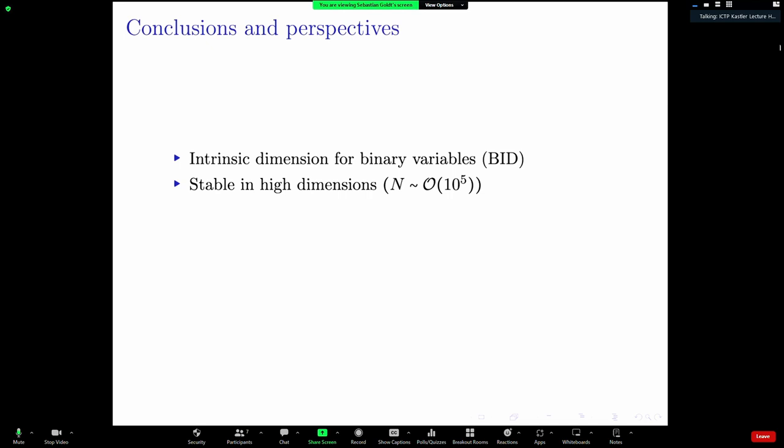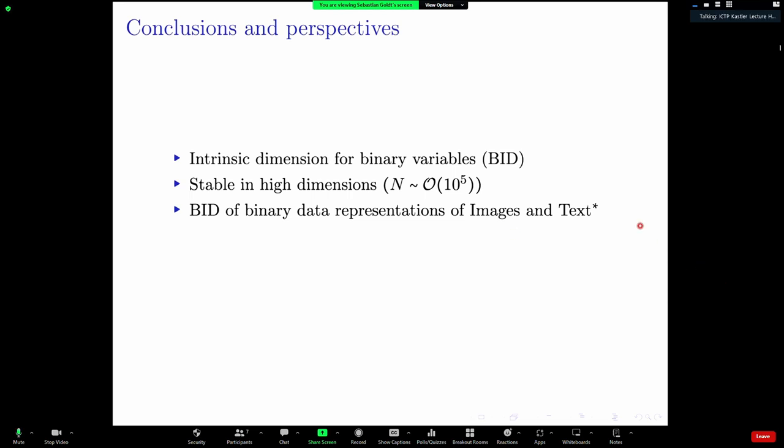The resulting algorithm is actually very stable in high dimensions, which is a non-trivial feature of an intrinsic dimension estimator. We tested up to hundreds of thousands of spins, and it works well. So we studied the binary ID of the sign structure of data representations, which you can think of as a kind of coarse-grained description, in the RG sense, of the activations, which are real valued.